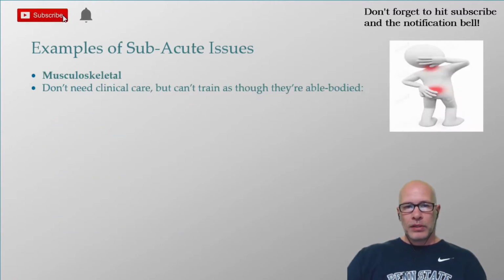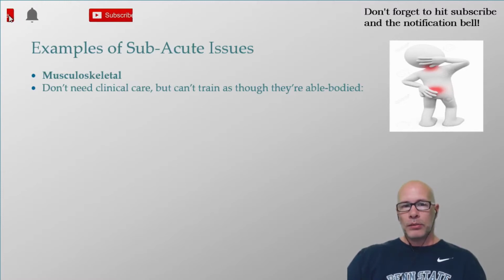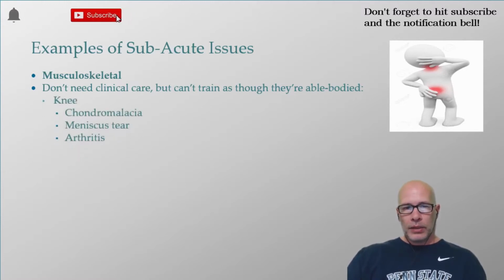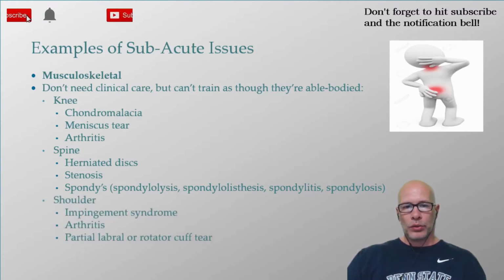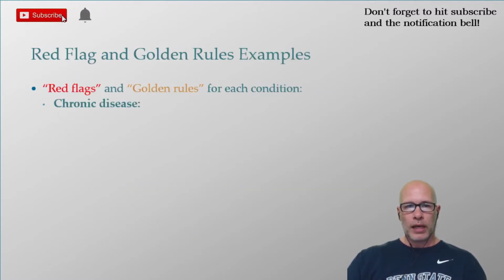And then examples of musculoskeletal issues where you don't necessarily need clinical care, or maybe you had it, such as physical therapy, but you were discharged, but you can't be trained as though you're able-bodied. From a knee standpoint, I'll just let you read the bullet points. Spine, common issues, including some of the ones you may not have heard of, such as the spondies, and shoulder issues. So these are all just examples of situations where you don't necessarily need clinical care, but you sure can't be trained as though you're able-bodied. This gives more clarity as to what medical fitness means, what it's about.